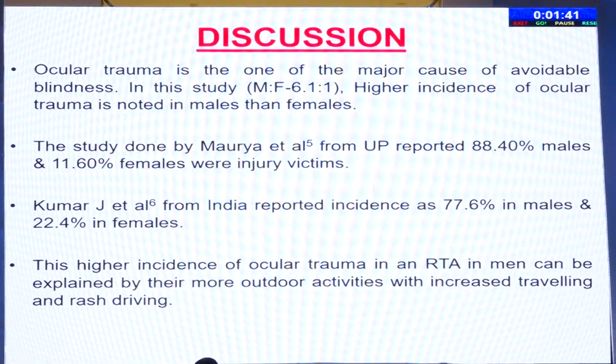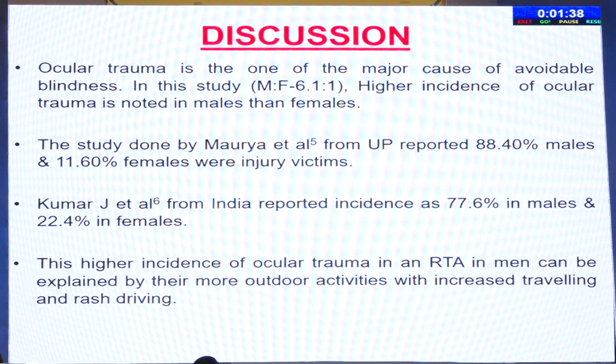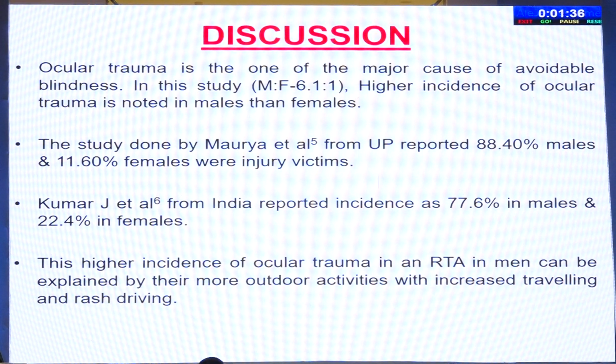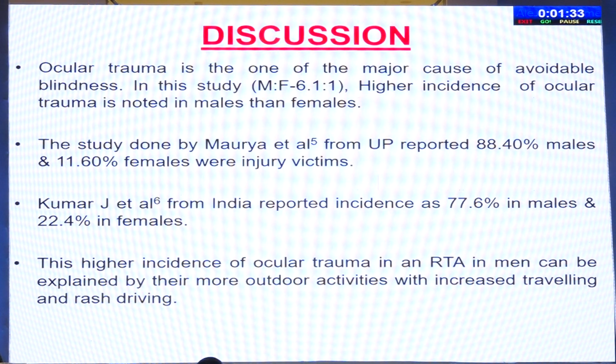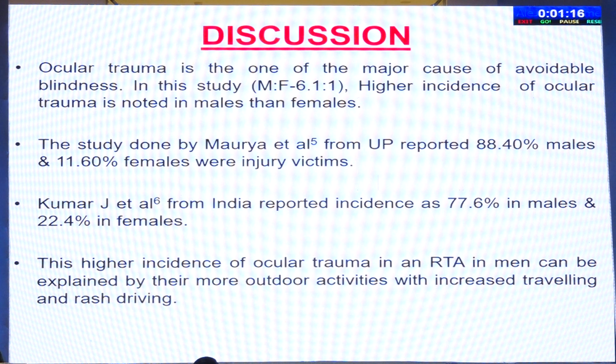Discussion. Ocular trauma is one of the major causes of avoidable blindness. In this study, the male to female ratio was 6:1. That is, a higher incidence of ocular trauma is noted in males than females. The study done by Moore et al. from Uttar Pradesh reported 88.40% males and 11.60% females as injury victims. Kumar Jay et al. from India reported an incidence of 77.6% in males and 22.4% in females. This higher incidence of ocular trauma in RTA in men can be explained by their more outdoor activities with increased traveling and rash driving.